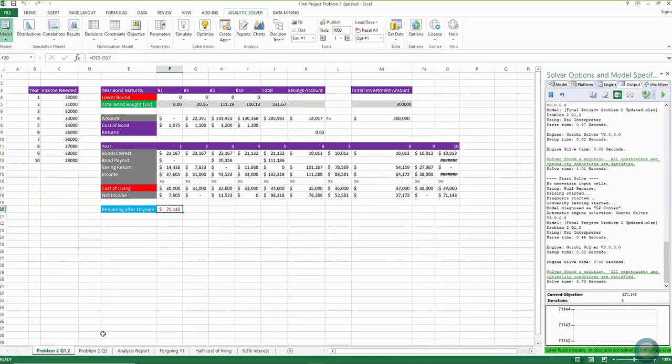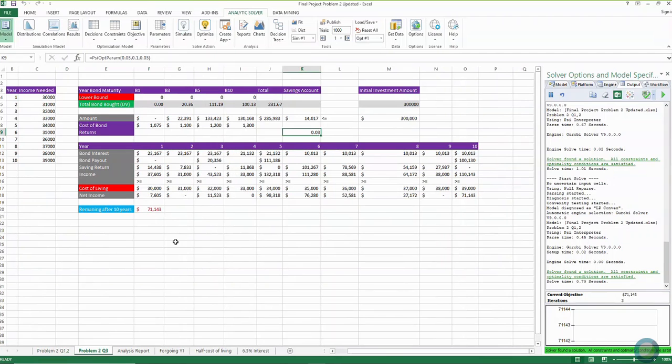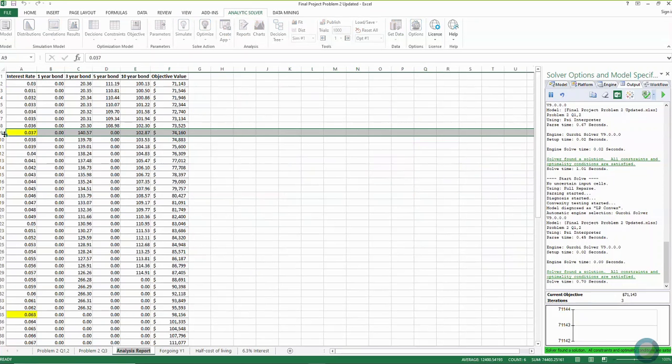And then moving on to answer the third question on finding the minimum interest rate that would alter the 4 types of bonds, we created the same network model, but for the return, we created a PsiOpt parameter for 0.03, and with this, we are able to run an analysis report. And with that, we concluded that 0.037 is the minimum interest rate that would alter the 4 types of bonds.